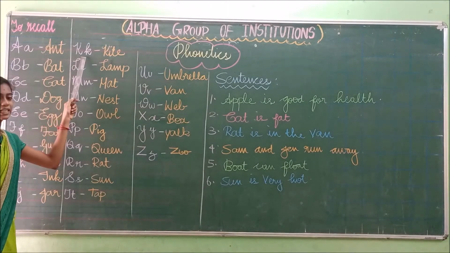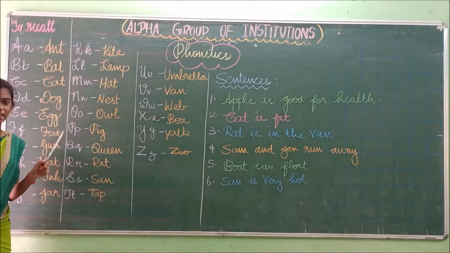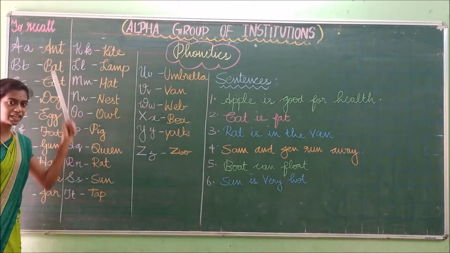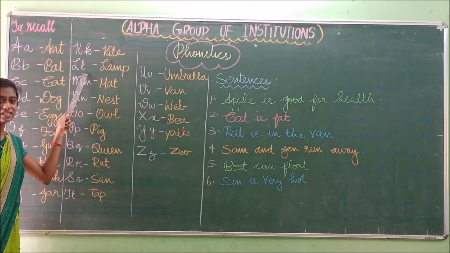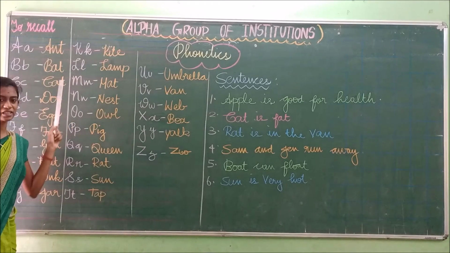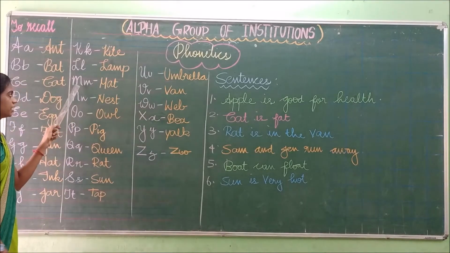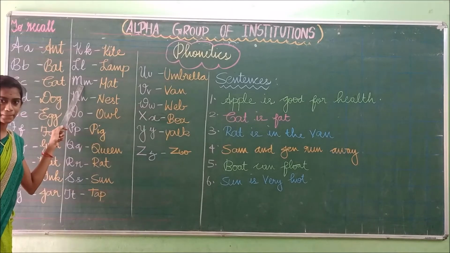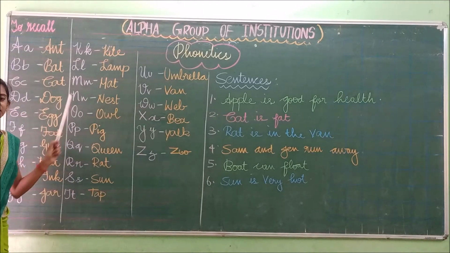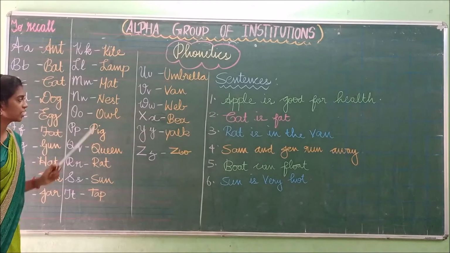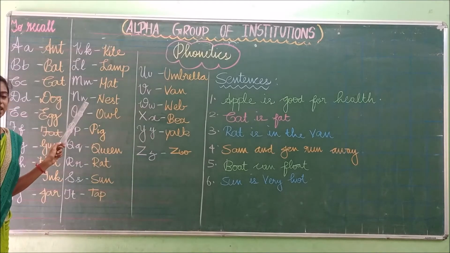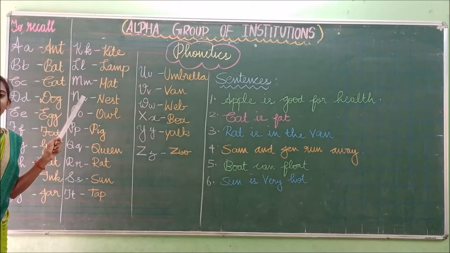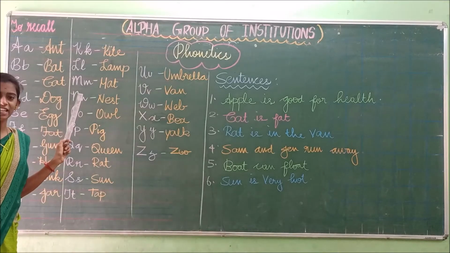Next one is K. The letter K sounds as K. And next to K, L. The letter L sounds as L. And the next one is M. The letter M sounds as M. And the next one, N. The N sounds as N. So the M is M and the N is N.